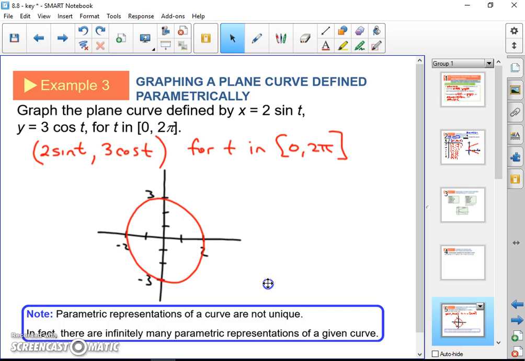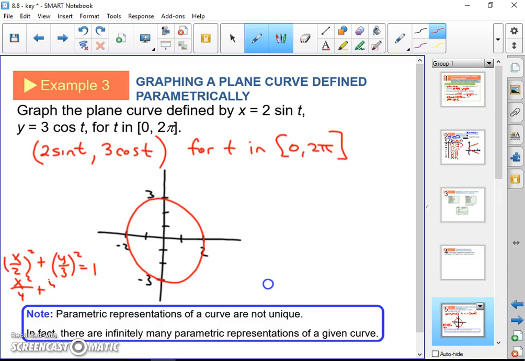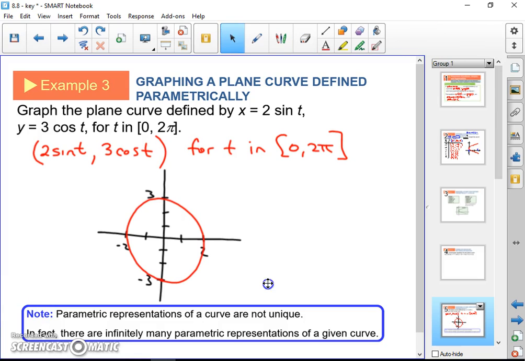If I didn't have a graphing software, I'd have to change this to rectangular. If you can remember what a rectangular equation looks like, it's going to end up looking like x over 2 squared plus y over 3 squared equals 1, or x squared over 4 plus y squared over 9 equals 1. You'd end up having to convert to rectangular if you were doing it by hand. We don't have to.